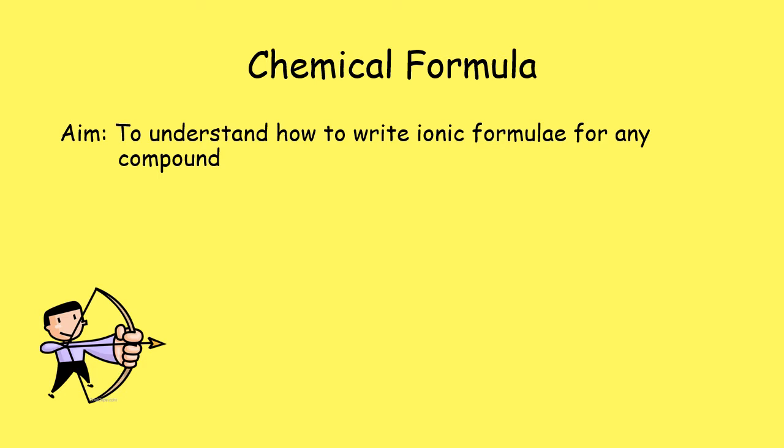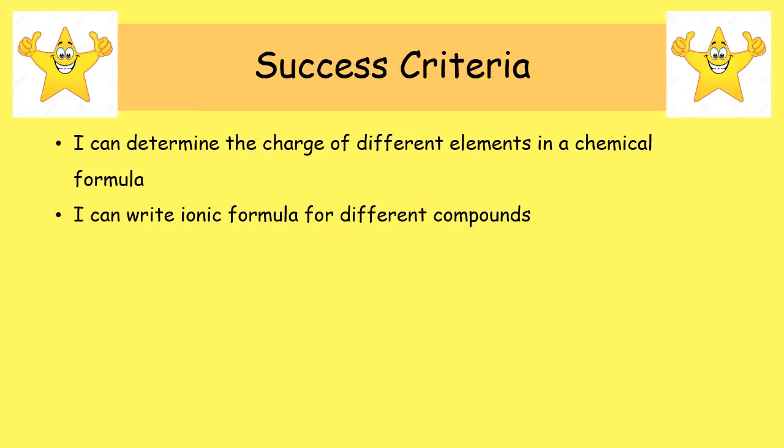So the aim of this lesson is to understand how to write ionic formula for any compound, whether it contains Roman numerals, it ends in IDE, or if it's a compound that contains any of those parts for which you need to look up the data booklet. So in terms of success criteria, we would hope that you can determine the different charge of elements in a chemical formula and be able to write the ionic formula for different compounds.